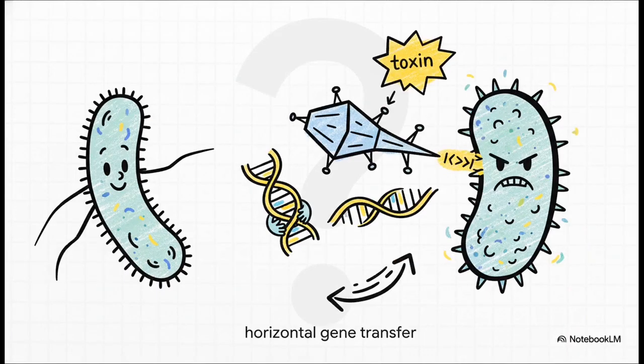So, let's start with this big question, right? You've got all these Vibrio bacteria out in the world, and most of them are totally harmless. So how does one of them suddenly get its hands on the cholera toxin? It's not born with it. The answer? Well, it's a story of molecular piracy.